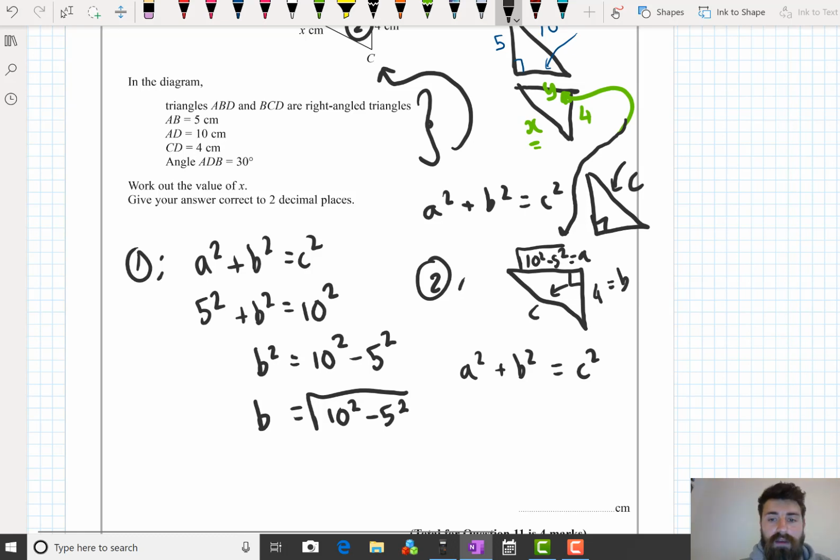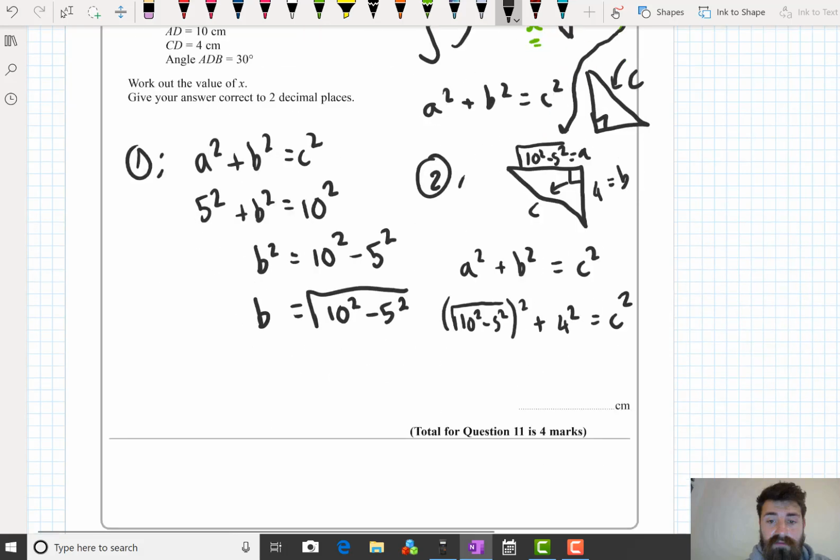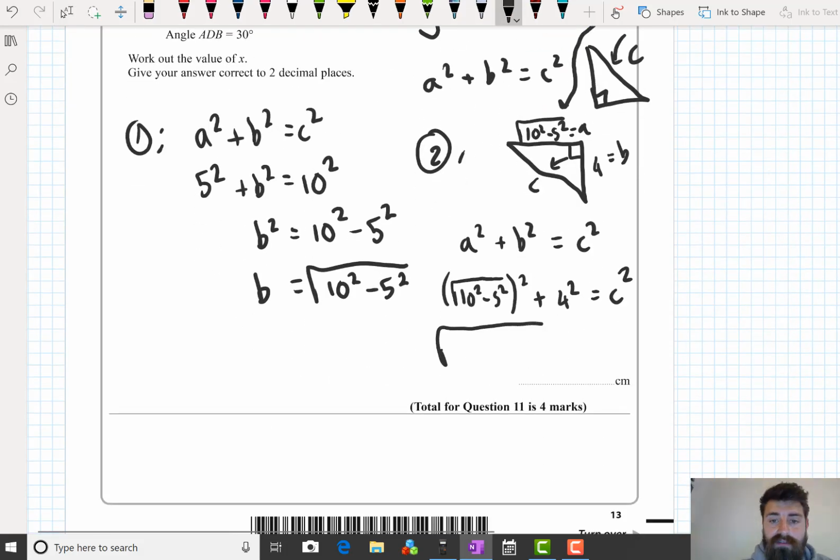So for a squared, I need to square the square root, effectively cancelling it out, but we won't worry too much about the algebra right now. Plus b squared, which is 4 squared, which yes is 16, but I'll leave it as it is. All I need to then do is square root my answer. I'm not trying to do any fancy calculations here, I'm just writing down the operations, and I can let the math speak for itself when I put this into the calculator.